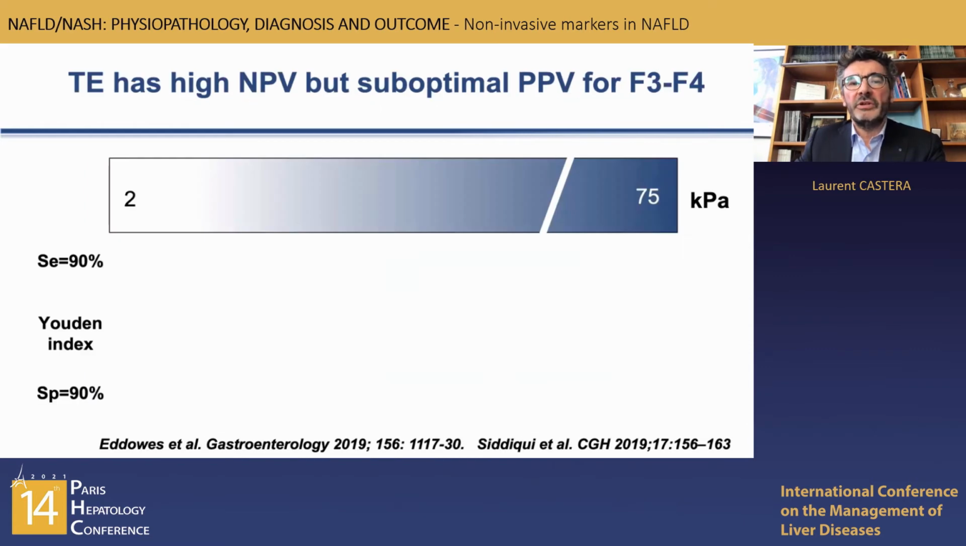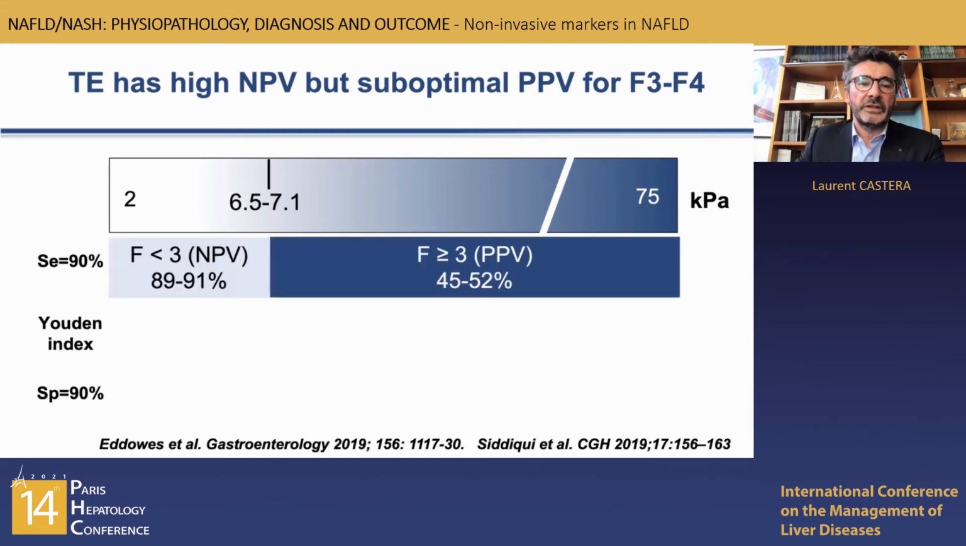Now, the issue is that in practice, transient elastography has high negative predictive value, but suboptimal positive predictive value for F3, F4. So, for instance, if you set a low cutoff value, 6.5 to 7, in order to maximize the sensitivity, you see that the negative predictive value is high, around 90%, but the positive predictive value is much too poor to be used in practice.